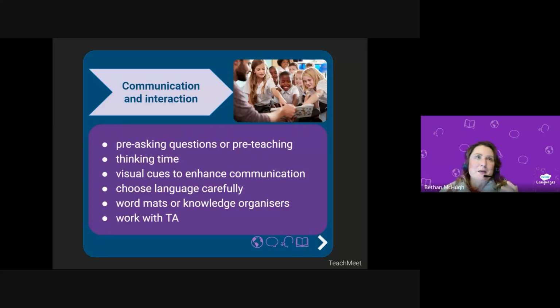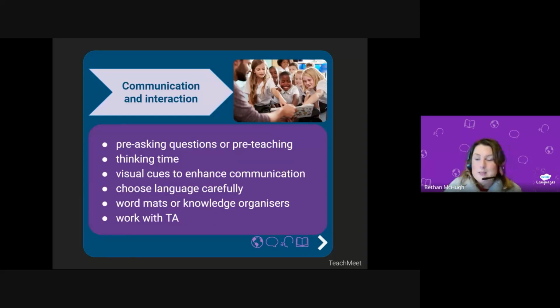And in fact, these days we're really reliant on interactive whiteboards and technology, but sometimes you can't really go wrong with an old flashcard to actually show something because they really help with understanding. So visual cues are fantastic. Word mats and knowledge organizers, providing children with these in advance, given to everybody. They don't have to be just differentiated. Everyone will benefit from that.